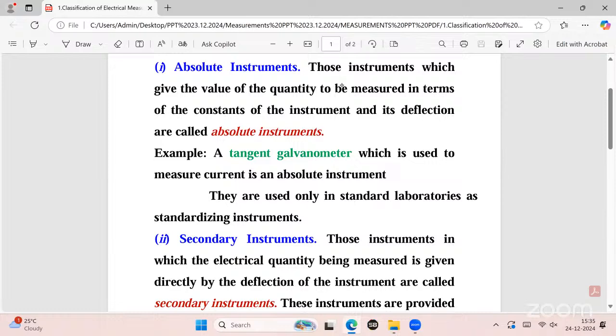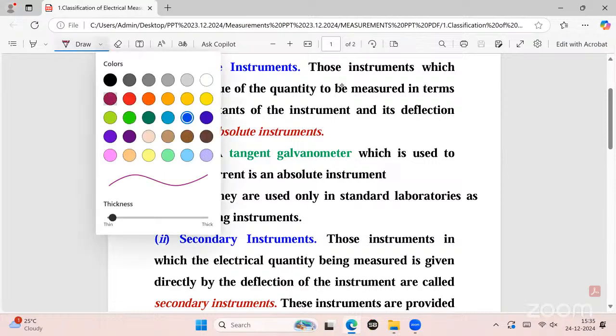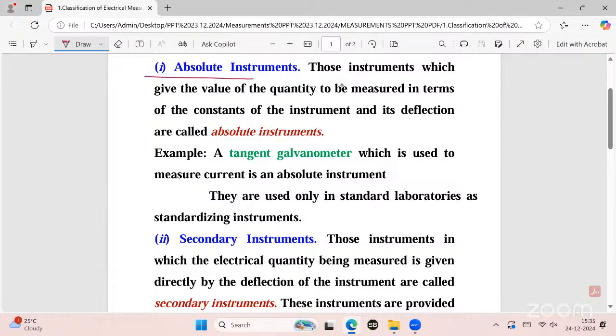Two types of instruments: absolute instruments and secondary instruments. How many types in the classification of electrical measuring instruments? Two types. What are they? Absolute instruments, secondary instruments. What is meant by absolute? Example, galvanometer.